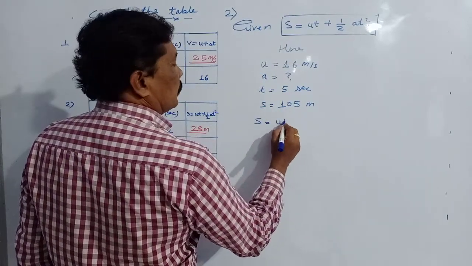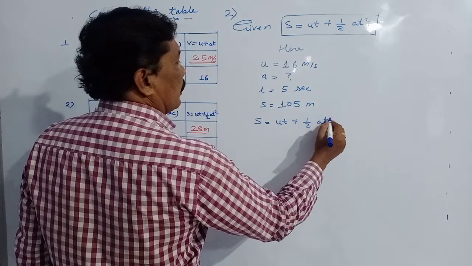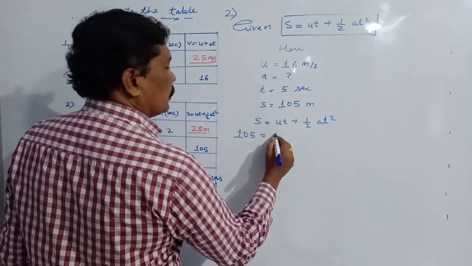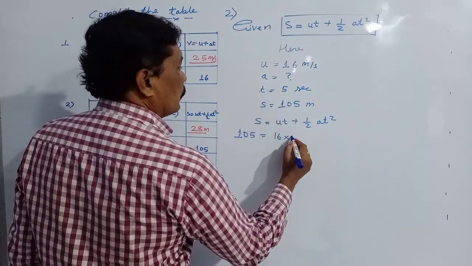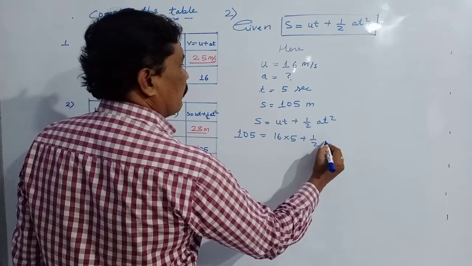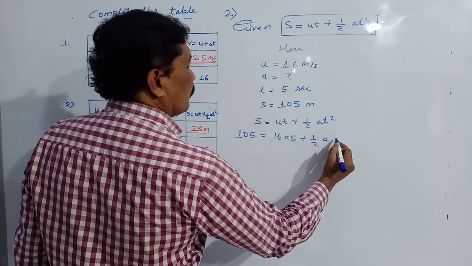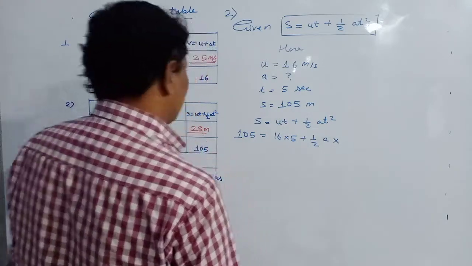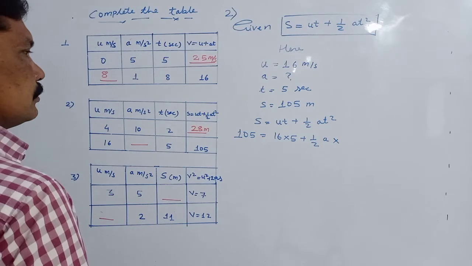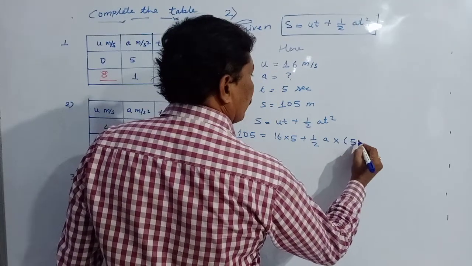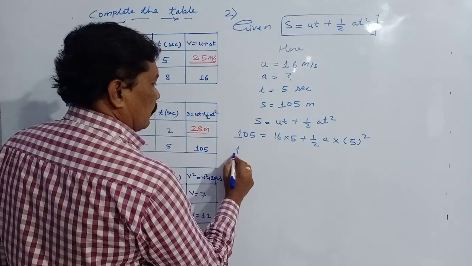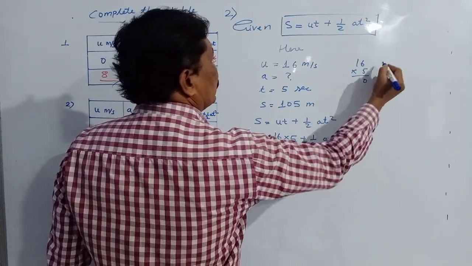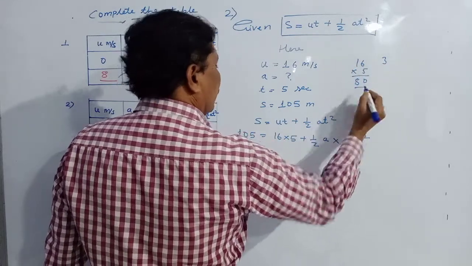Equation S is equal to UT plus half AT square. 105 is equal to 16 into 5 plus half A into 5 square. 105 is equal to 16 into 5, 5 sixes are 30, 0, 3 carry, 5 ones are 5 plus 3, 8, 80.